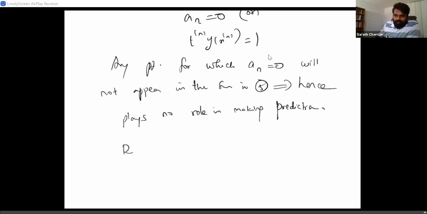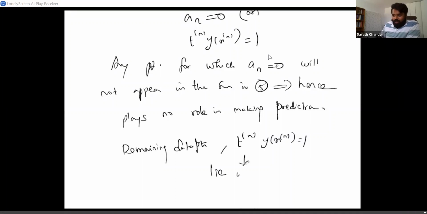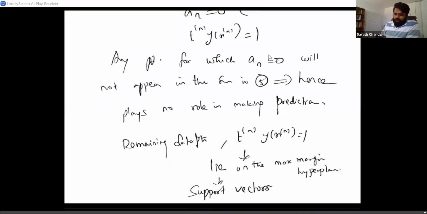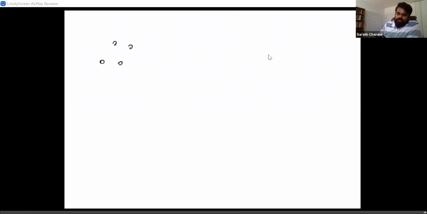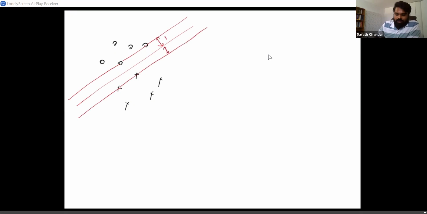The remaining data points, for which t_n y(x_n) is equal to 1, actually lie on the max margin hyperplane. These data points are what we will call the support vectors. To go back to the same example, let's say I have a bunch of circles and a bunch of crosses. If this is my max margin, then the margin goes through, this is my 1. These 4 examples, 2 crosses and 2 circles, are known as the support vectors.